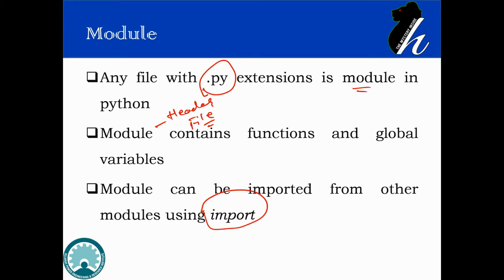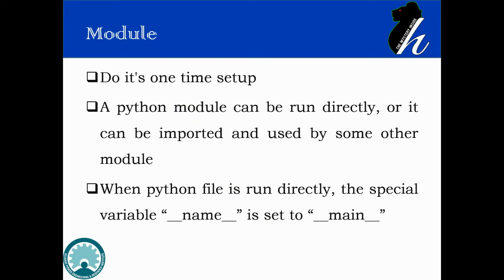So whenever we import any module, what is going to happen actually? It is going to do its one-time setup. Let's say I have two modules, 1.py and 2.py. If I import 2.py in 1.py, then it means all the methods and variables available in 2.py would be loaded into 1.py. That is what one-time setup means. Even a Python module can be run directly, or it can be imported and used by some other module.